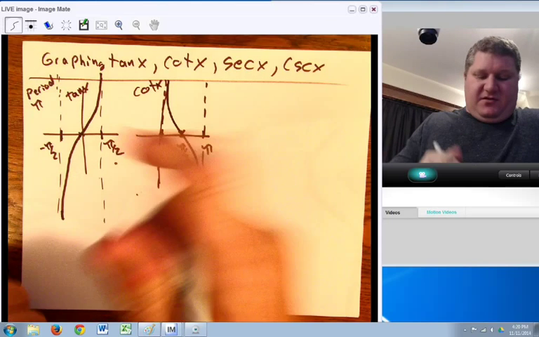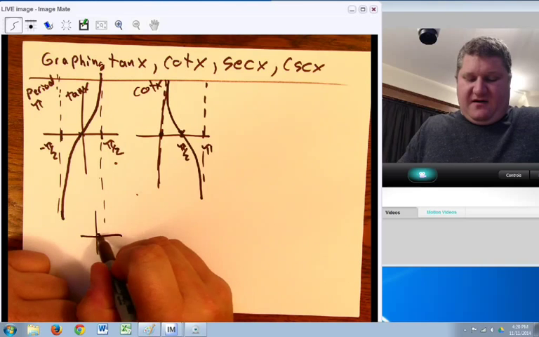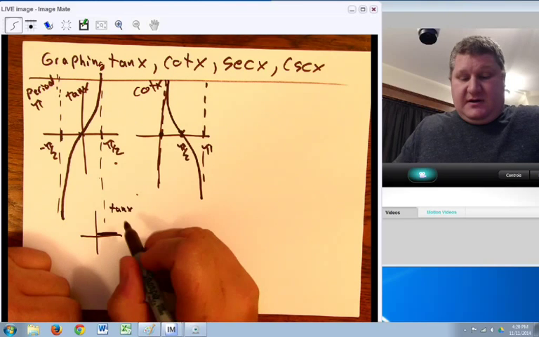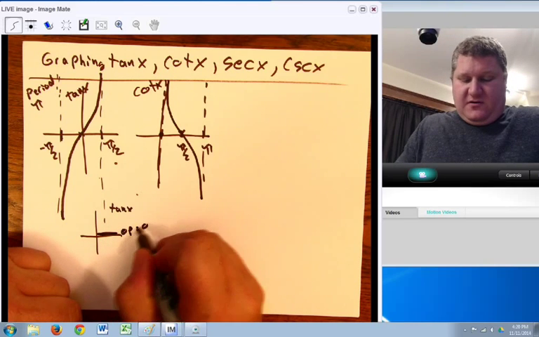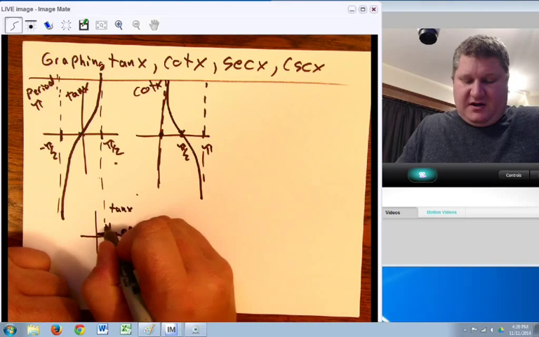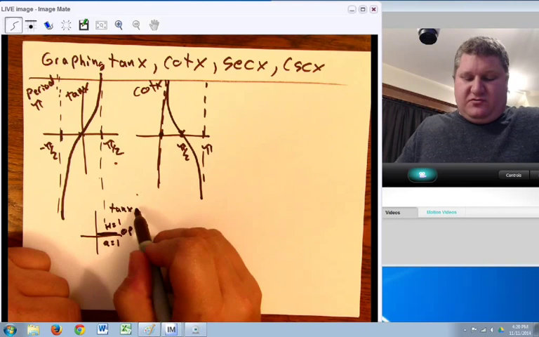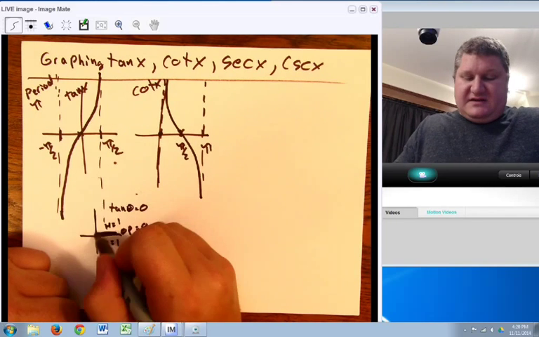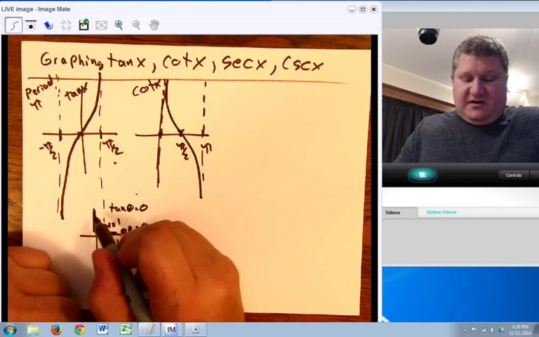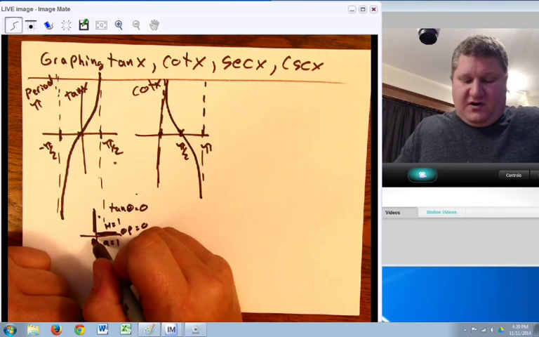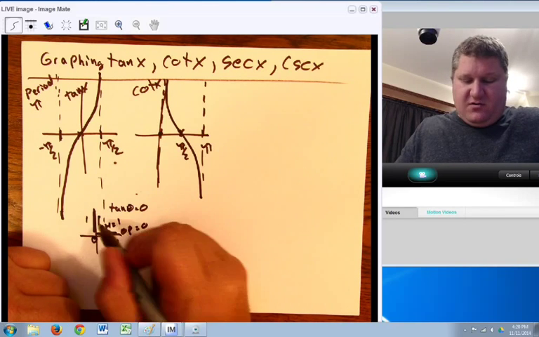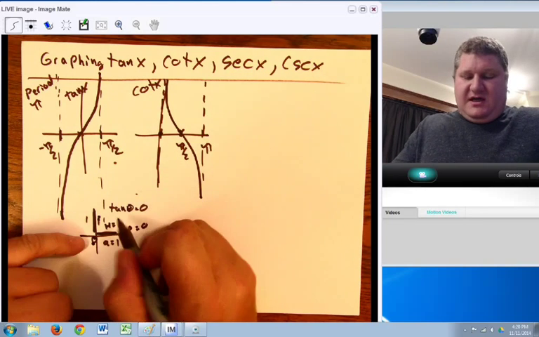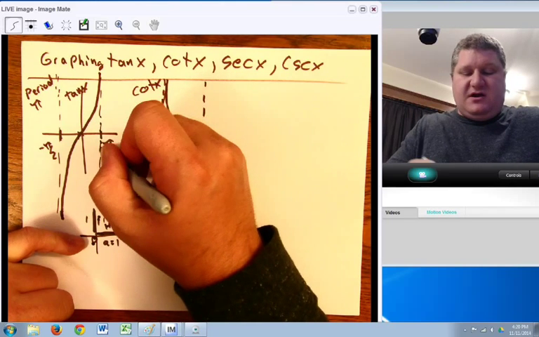Now, another way to think about this is, if I have a tangent of x, well, at 0, it's going to be an opposite of 0, an adjacent of 1, a hypotenuse of 1. So the tangent at 0 is going to be 0. But a tangent at 90 is going to be opposite over adjacent. So you have 1, 1, 0, 1 over 0. That's going to be undefined. And so it makes sense that at pi over 2 it's going to be undefined.